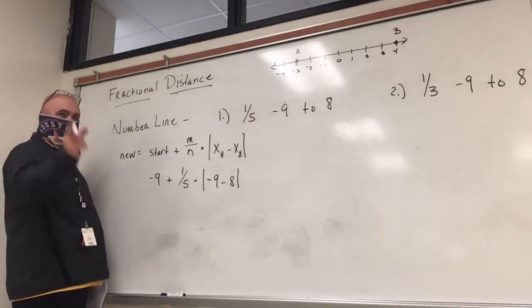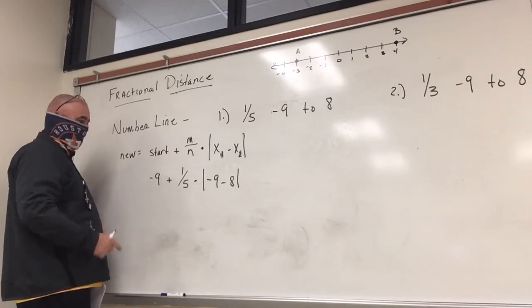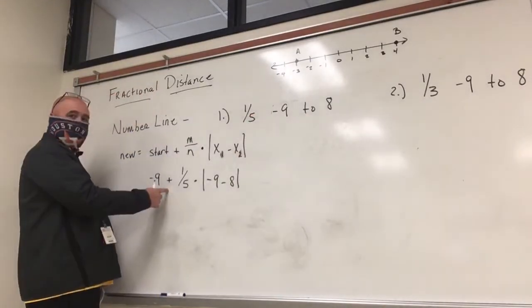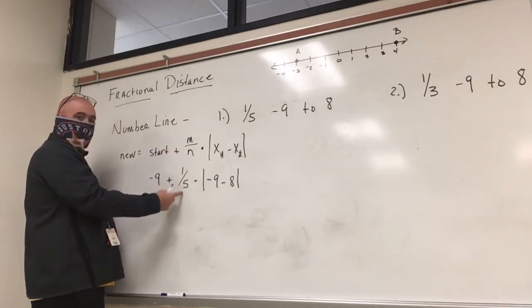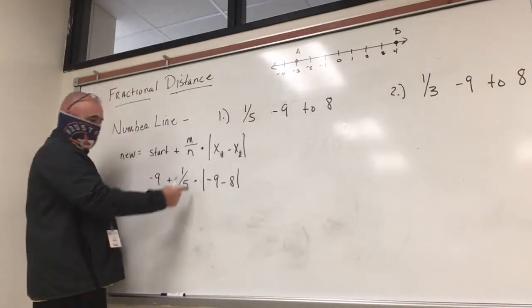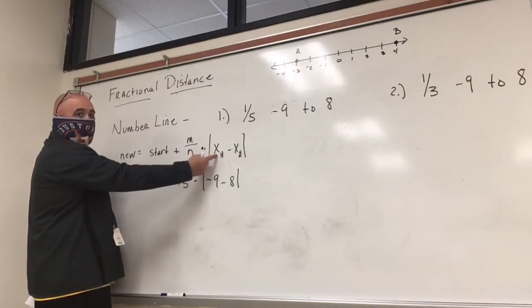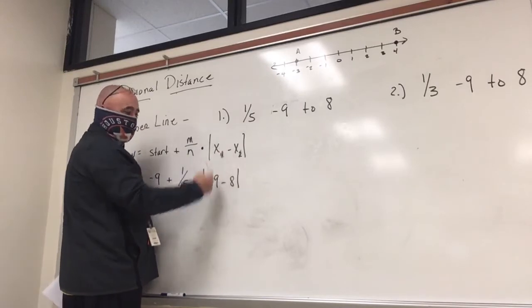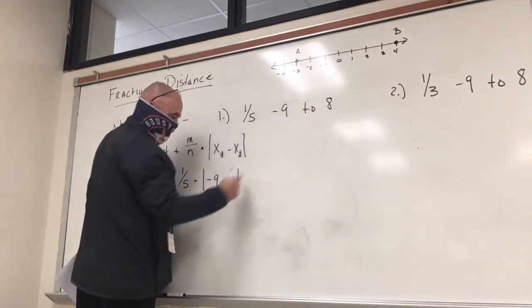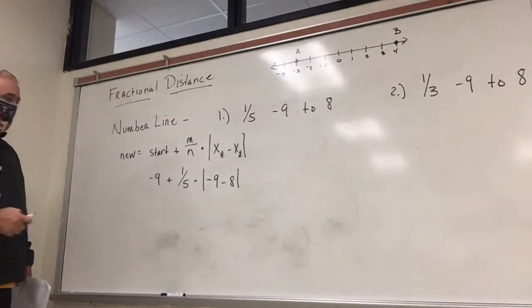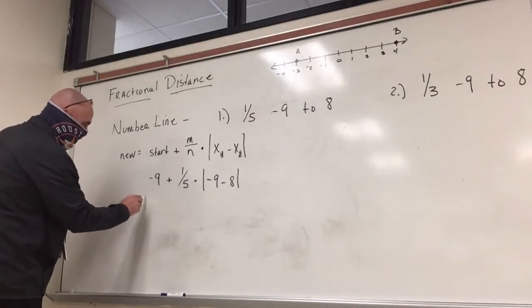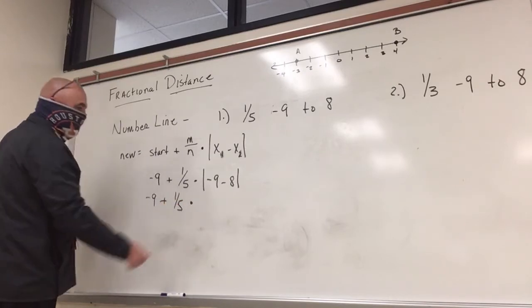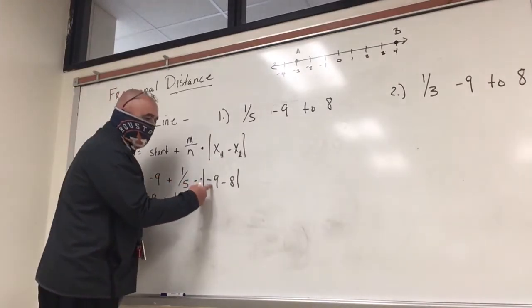So here we go again. Pay attention. Stop writing. Start point, -9, plus fractional distance, 1/5, times absolute value of first point, minus, because there's a minus, your second point. Right there. All right, so here we go. I'm going to work it: -9 plus 1/5 times absolute value. What's -9 minus 8?